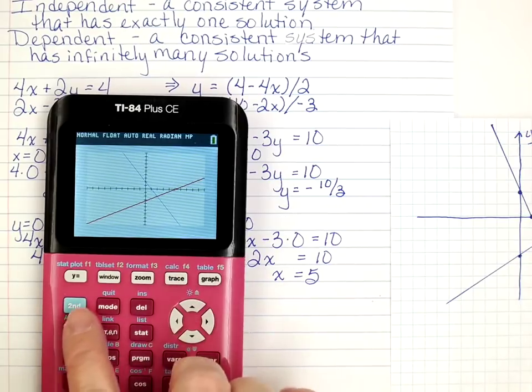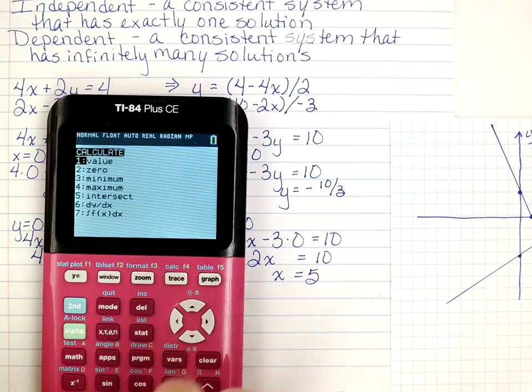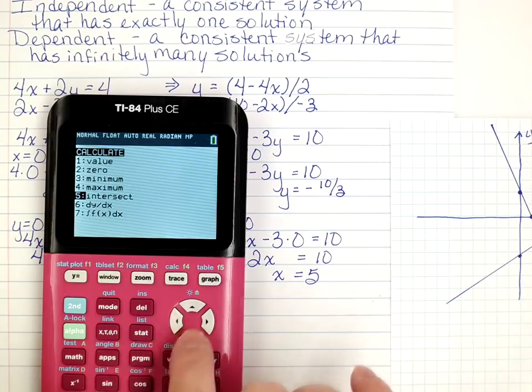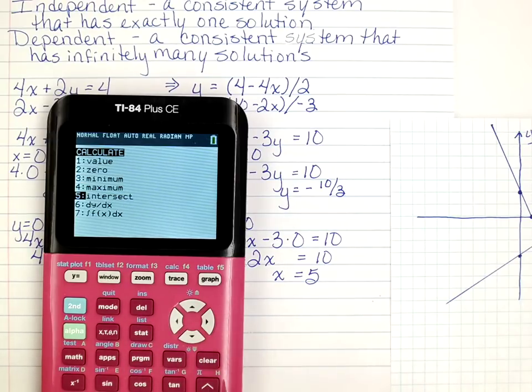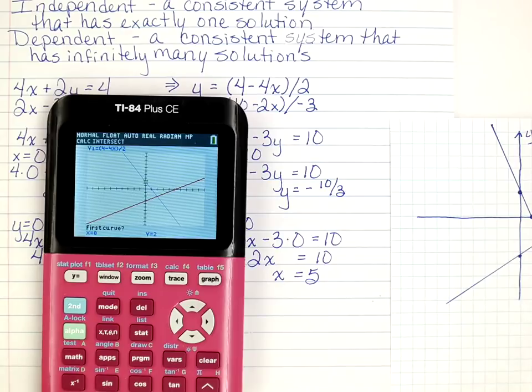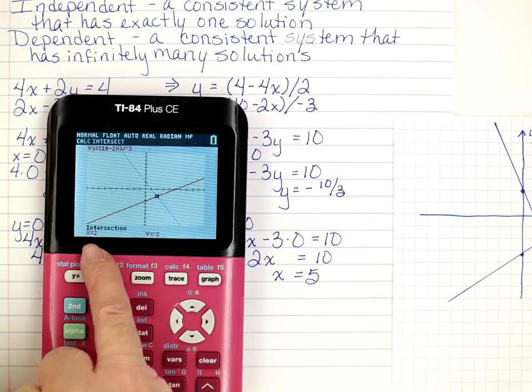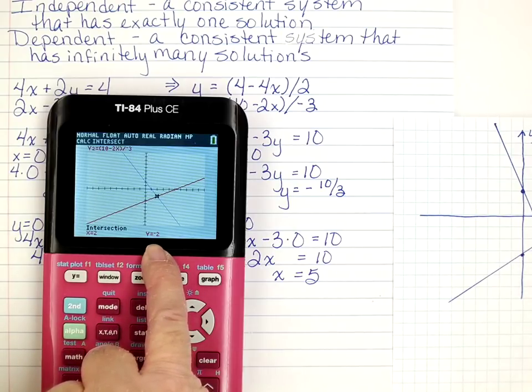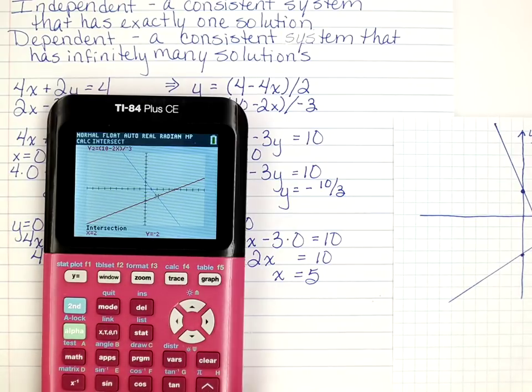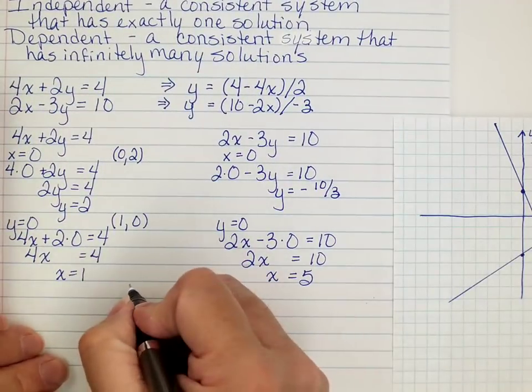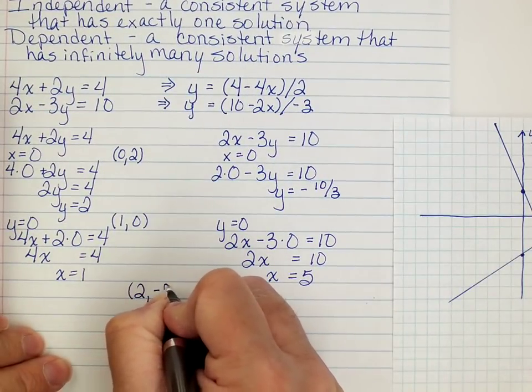Now to find where they intersect, I'm going to do second trace. That gets me the calc menu. And you see this option right here that says intersect. We're going to choose that, and it says pick a graph. First curve, I'm going to hit enter. Second curve, I'm going to hit enter. So we've changed between the 2 lines. And it says a guess. If they only crisscross once, I can hit enter anywhere, and it will go straight to that point. And here it tells me that point is at 2, negative 2. So that is my solution to this set of equations. My solution is going to be 2, negative 2.